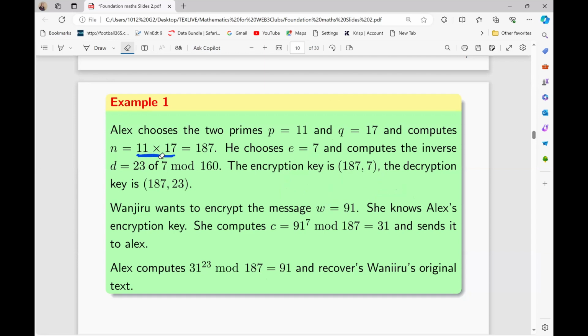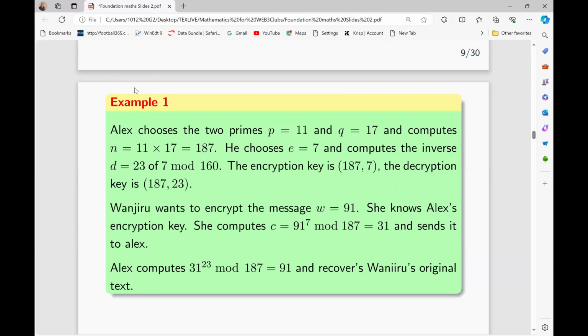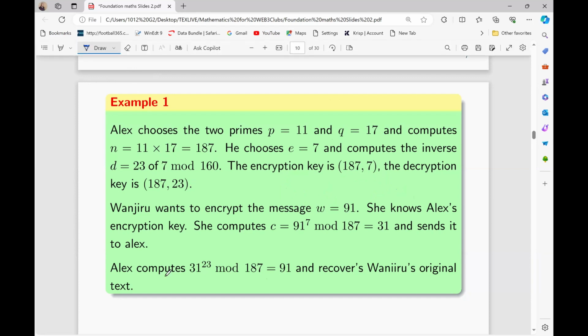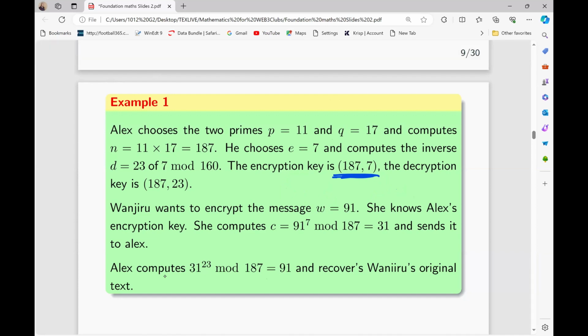So Wanjiru will not send 91. She will first of all encrypt it. To encrypt 91, she first checks what the public key is for Alex. Alex may have announced this through media or another channel. So when she gets it, the 91 that she wants to send to Alex, she raises that to 7, then mod 187.